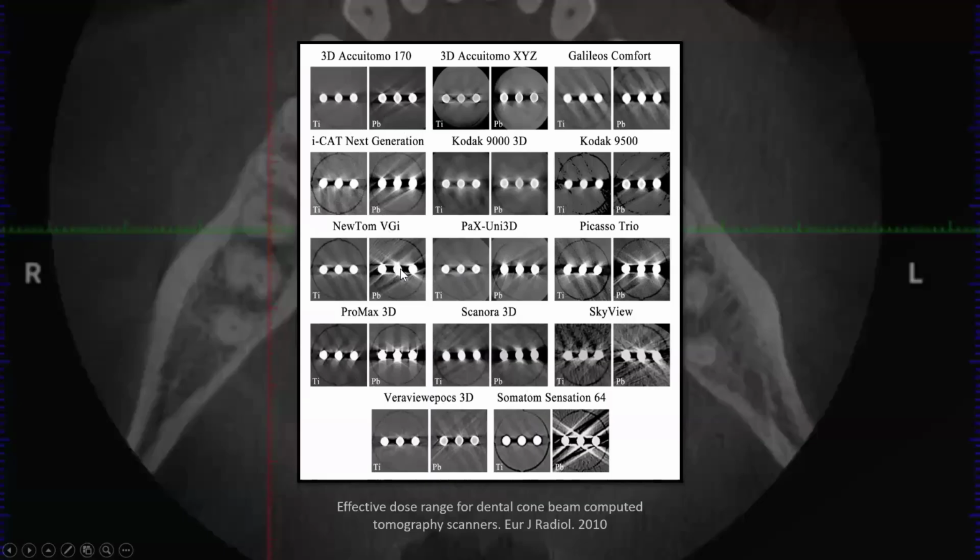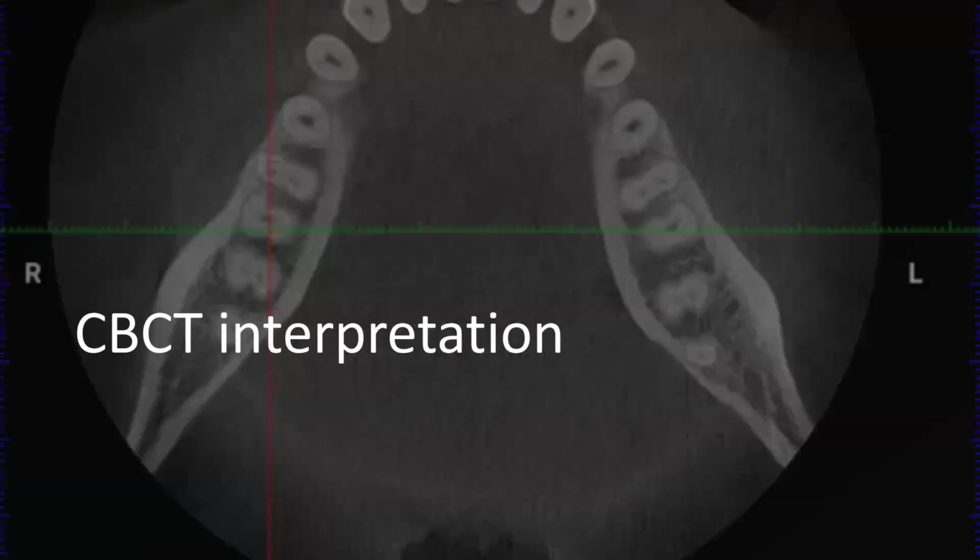You see, lead is even denser than titanium, so it creates even more artifact. But with titanium, see how in all of these, even the titanium one, there are these hypodense beam hardening lines between the two implants. And that really interferes with diagnosing bone between two implants that are adjacent to each other. Even if they're somewhat far apart, you get that beam hardening artifact that just obscures the bone.